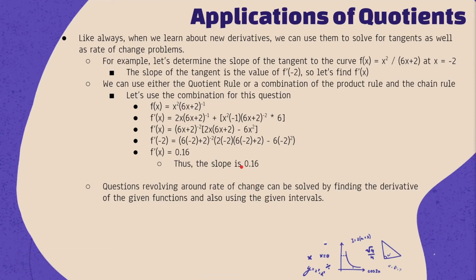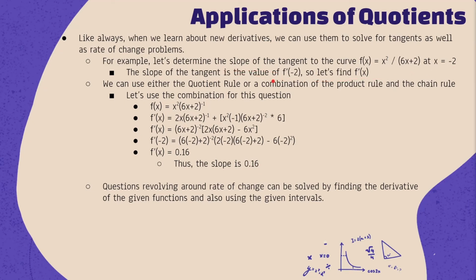For the application of quotients, like always, when we learn a new derivative rule or when we learn how to derive different functions, we need to learn about tangents and rate of change, because that's what derivatives are for. So, for example, if we were asked to find the slope of the tangent, which of course could be immediately related to the equation of a tangent of a curve, which is defined over here as x squared divided by 6x plus 2 at x equals negative 2, let's do that example.